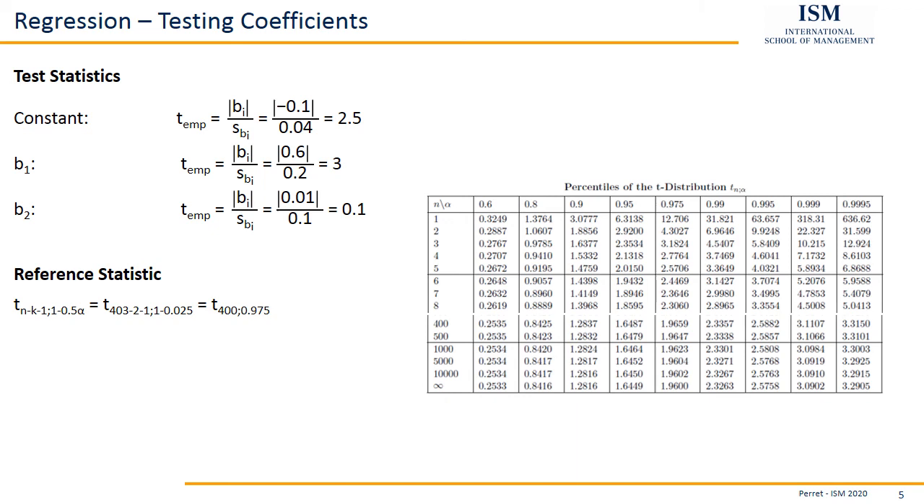So if we turn to our table with the percentiles of the t-distribution, we go into row 400 and into the column 0.975. And there we find the value 1.9659. That's our reference statistic for all 3 cases. So we compare each of the 3 test statistics with this value. And that's our test decision making.